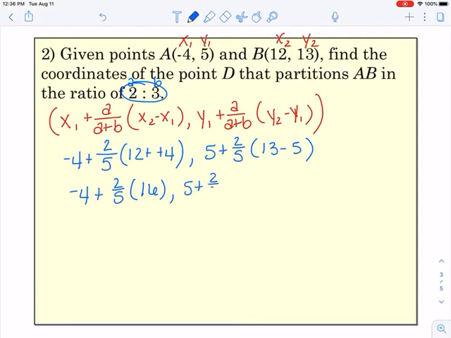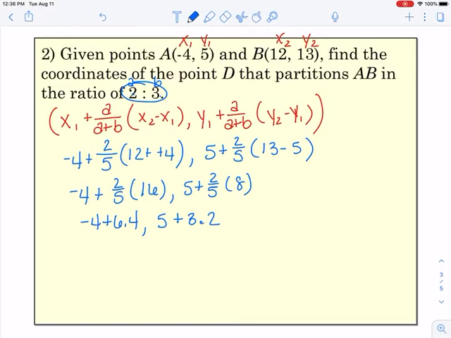And on the other side, when I do the subtraction there, 13 minus 5 should give me an answer of 8. Again, calculator is going to come in handy here. When you do 2/5 times 16 inside your calculator, you should get an answer of 6.4. So you're going to have -4 plus 6.4. And then on the other side, when you do 2/5 times 8, and you hit enter in the calculator, it should come out to 3.2. So on that side, you're going to have 5 plus 3.2.